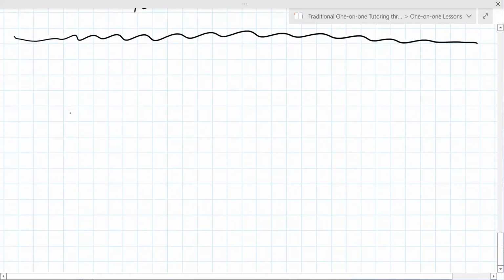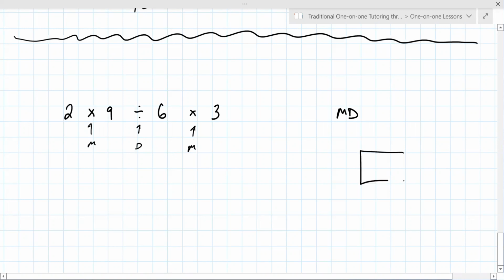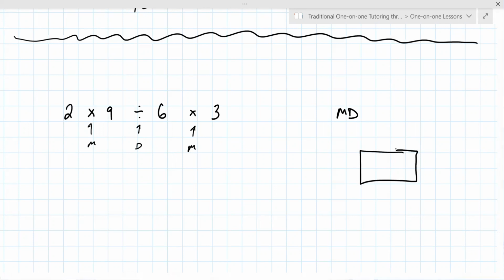Okay, let's try another one here: 2 times 9 divided by 6 times 3. Yeah, let's do that. Okay, so again, you're going to do the multiplication first, then the division, then the multiplication. So again, I want you to try this on your own. There's no time requirement. You don't have to do it in 5 seconds or a minute. Just try and work through it as far as you can on your own, please.